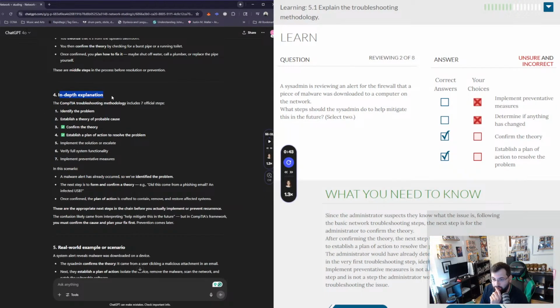Okay, so in-depth explanation. Quick recap: the CompTIA troubleshooting methodology includes 7 official steps: identifying the problem, establishing a theory of probable cause, confirming that theory, establishing a plan of action to resolve the problem, implementing the solution or escalating to the next guy, documenting it and giving it to the next guy. Okay. Verify full system functionality and implement preventative measures.